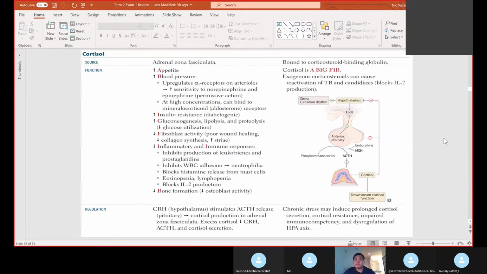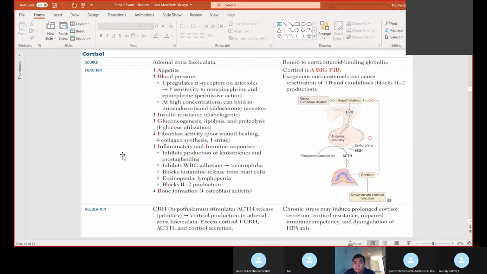Cortisol, as I've said before, what's the source? Zona fasciculata. It is bound to your corticosteroid binding globulin. High yield, know the function. Increase in appetite, blood pressure, insulin resistance, gluconeogenesis, lipolysis, proteolysis, anti-insulin, right? You have decrease in fibroblast activity, so poor wound healing, decreased collagen synthesis, decreased inflammatory and immune response, decreased bone formation. This is very, very high yield.